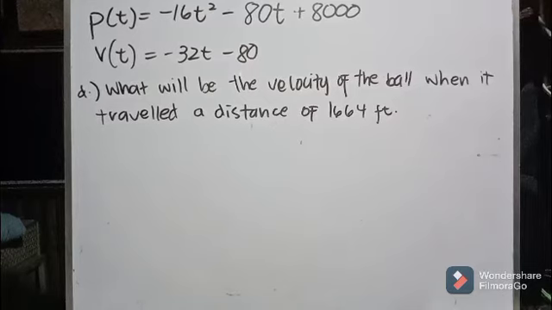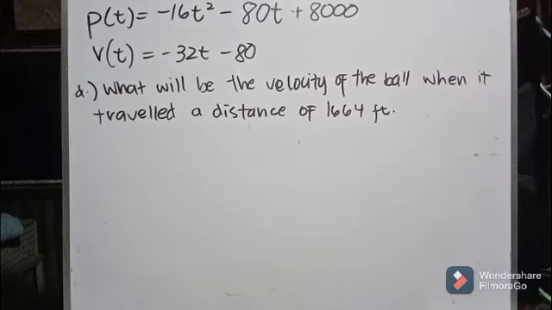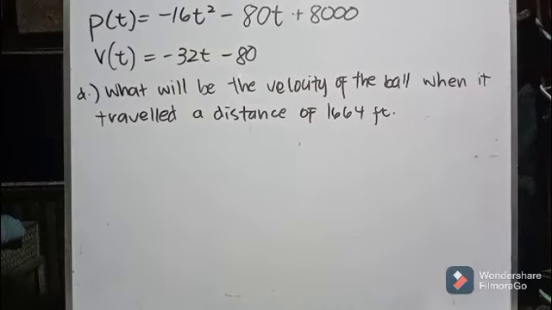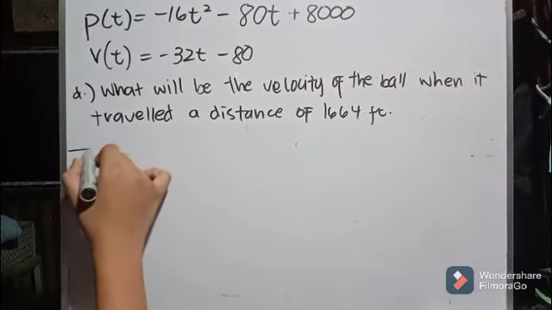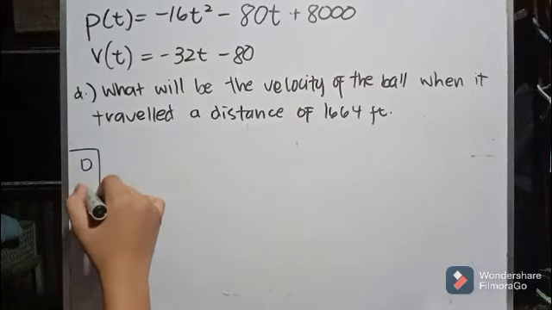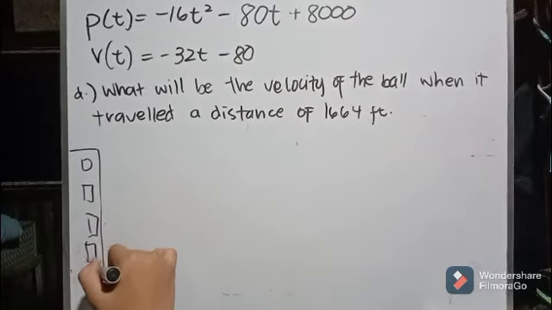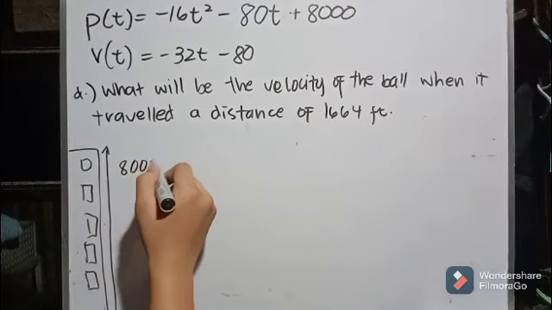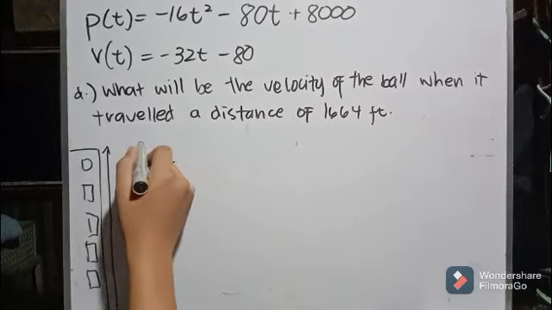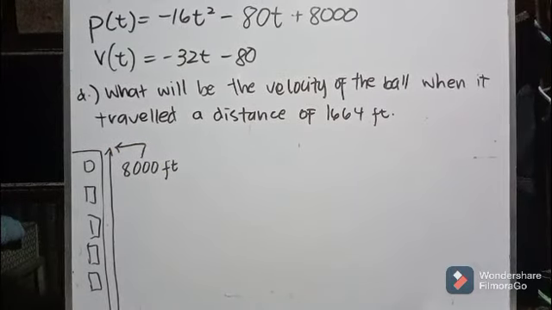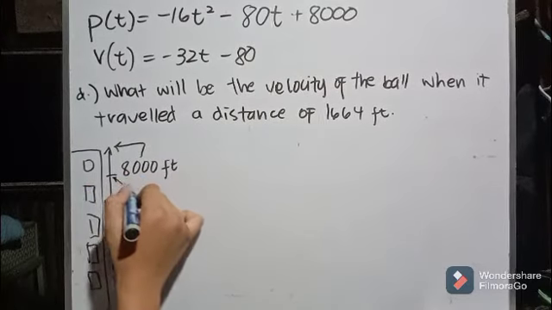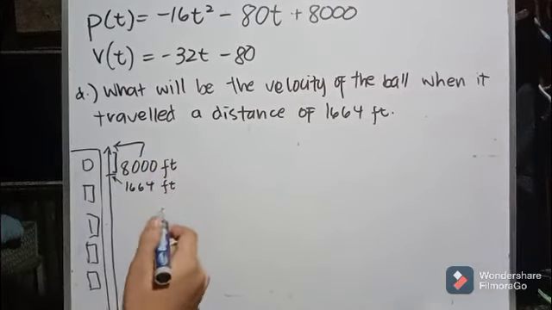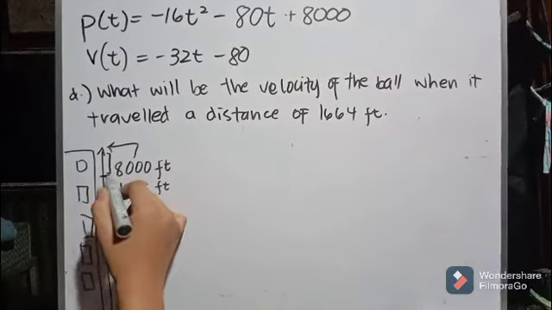For the last question of this problem, question B, what will be the velocity of the ball when it travels a distance of 1,664 feet? So let's imagine a drawing. This is the building, and this is 8,000 feet. So imagine this is the 1,664 feet. This distance is 1,664 feet.